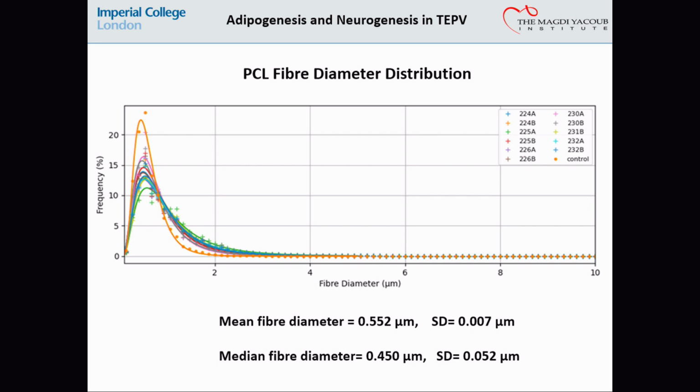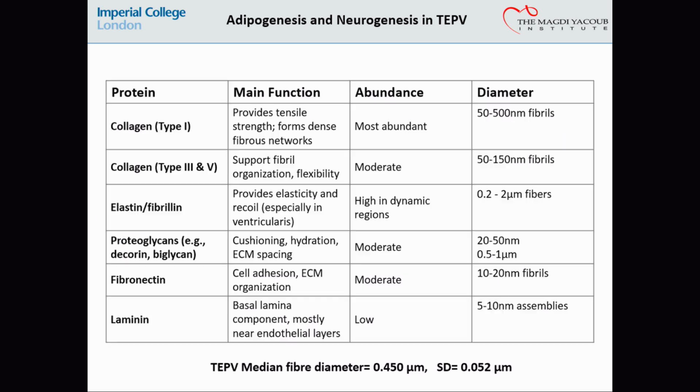It goes from the nanometer range all the way up to 10 microns, with a mean and median fiber diameter around 0.5 micron. This is significant because when you look at native extracellular matrix proteins, they all fall within the small nanofiber to small microfiber range. So our PCL scaffold is more like native valve tissue extracellular matrix.